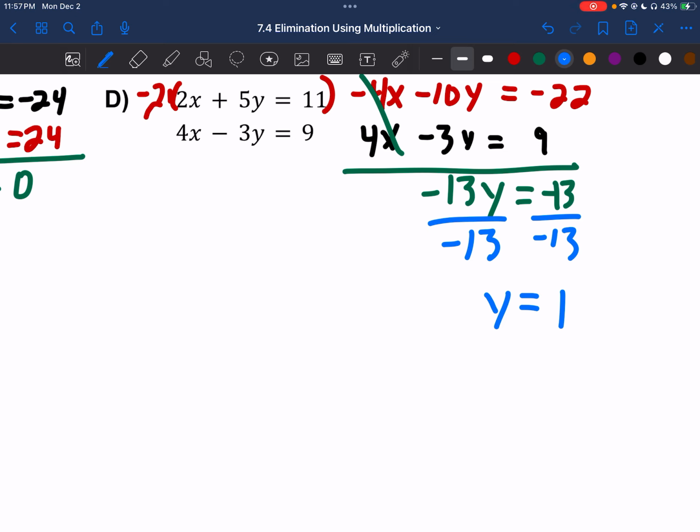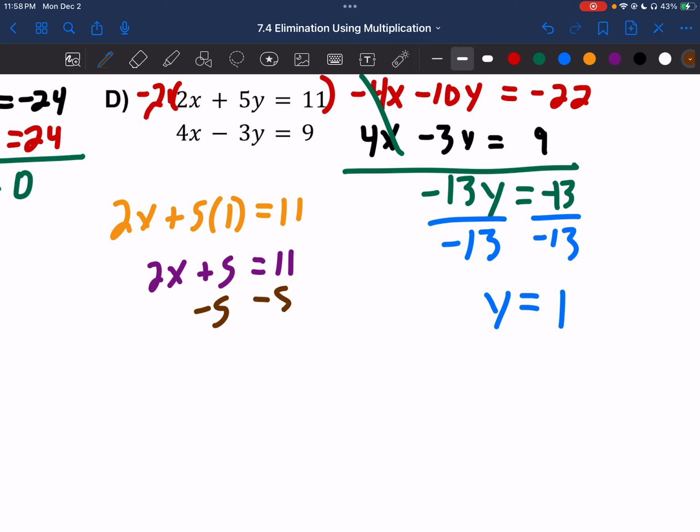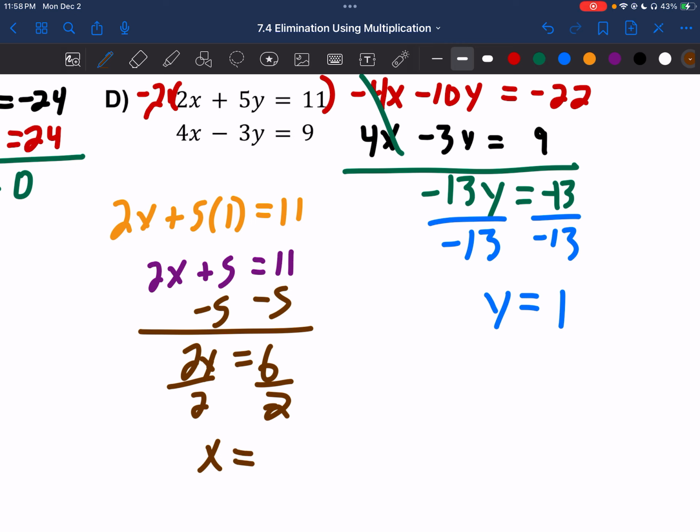I'm going to use the top equation to find my x value. So I have 2x plus 5 times 1 is equal to 11. 5 times 1 is 5, equals 11. Subtract 5 from both sides. 2x is equal to 6. Divide by 2. And my x value is going to be 3. So my ordered pair is 3, 1.